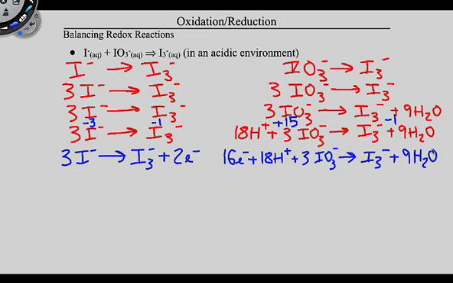So now we've got 24 I minuses yields 8 I3 minuses and 16 electrons. Now, guys, at this point, I give myself permission to not rewrite the other equation because I'm now done with this progressive process of balancing. So now what we've got to do is bring these together.